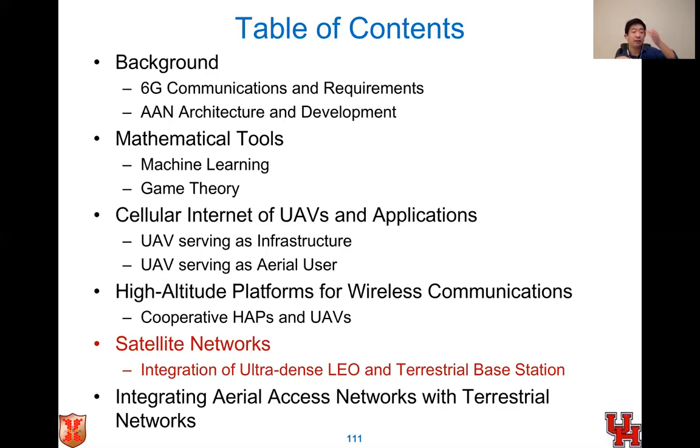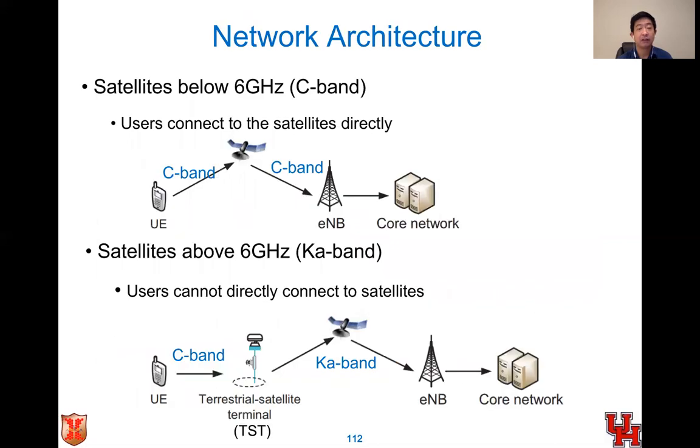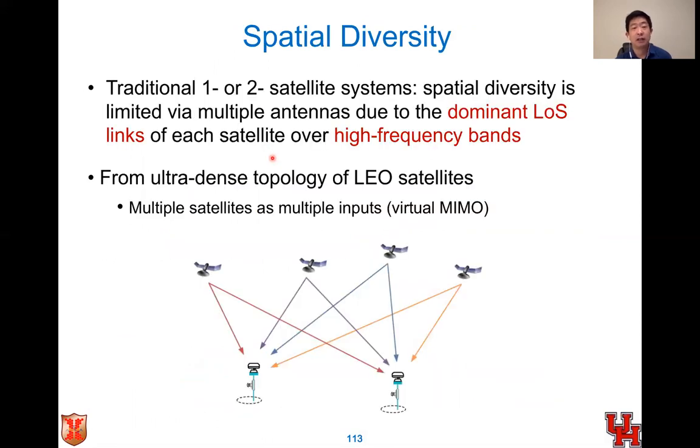Okay, and next we talk about the satellite network. Again, as I mentioned, for SpaceX you cannot use this kind of phone to connect directly. You have to have a base station. For the satellite phone, you can connect directly. And then you have spatial diversity, so basically you can connect to multiple satellites.